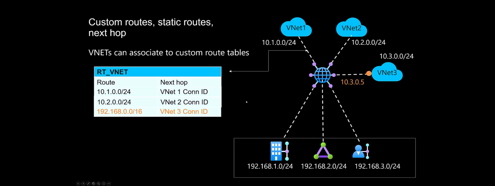Associate that next hop with my VNet 3 connection, and then put in a specific route for that connection and say, hey, if I'm coming from VNet 3 and I want to get to my on-prem locations, I need to route through 10.3.0.5. And so maybe that's a network virtual appliance. Maybe it's some type of route server or some other NVA or firewall router, you name it. So that becomes a static route that gets added.